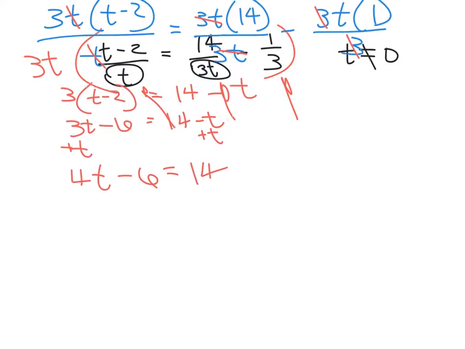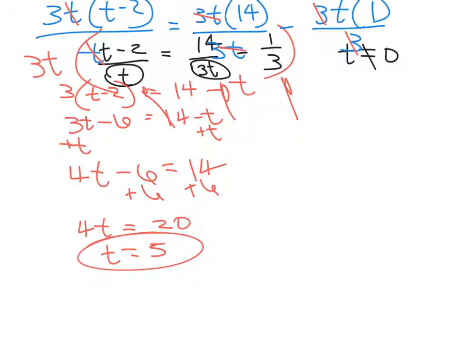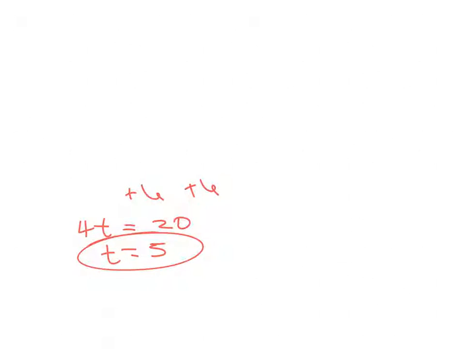Alright, let's move this up. I'm going to add 6 to both sides, and I get 4t equals 20. t then equals 5. And I'm done, and I'm happy. Alright, let's go and look at 103.2. Alright, get rid of this.